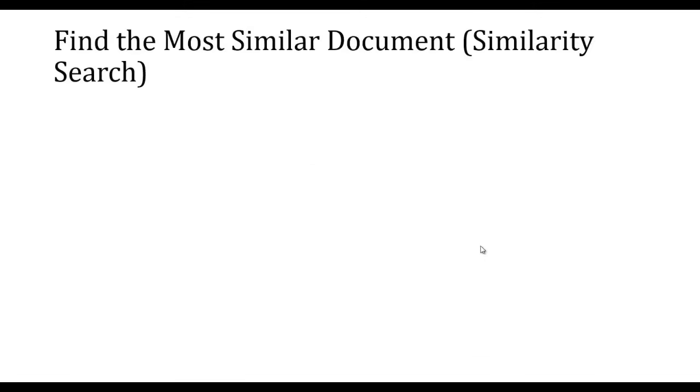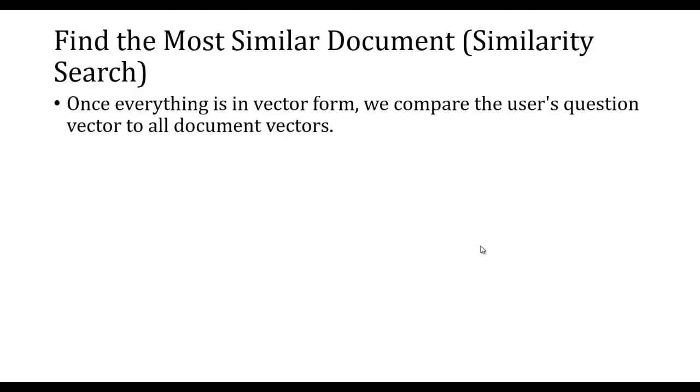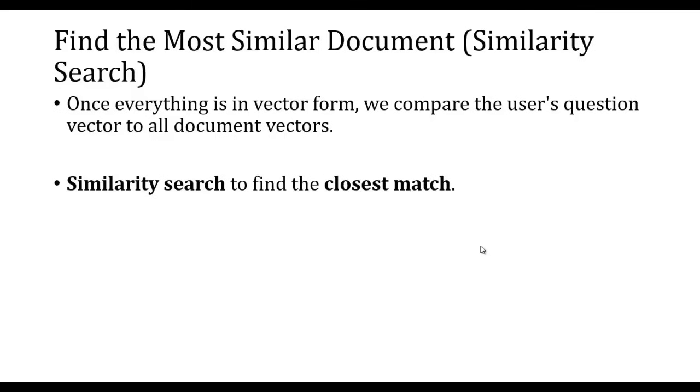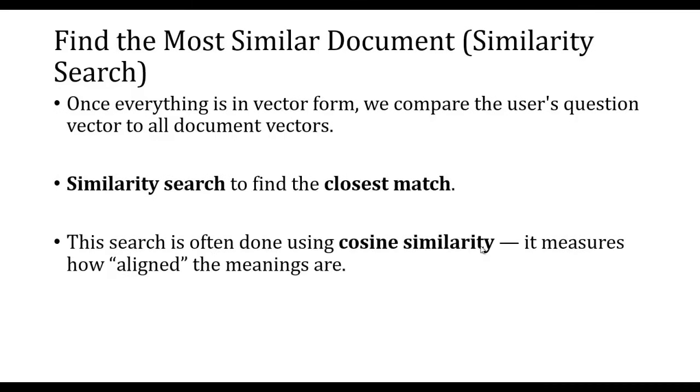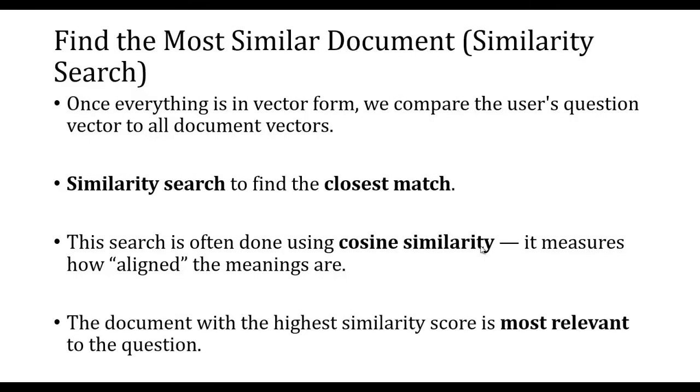Now let's move on. Now the question is how to find the most similar document, also called similarity search. Once everything is in vector form, we compare the user's question vector to all document vectors, which is called similarity search, to find the closest match. This search is often done using cosine similarity. It measures how aligned the meanings are. The document with the highest similarity score is the most relevant to the question.